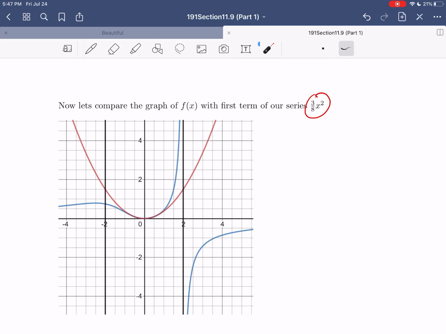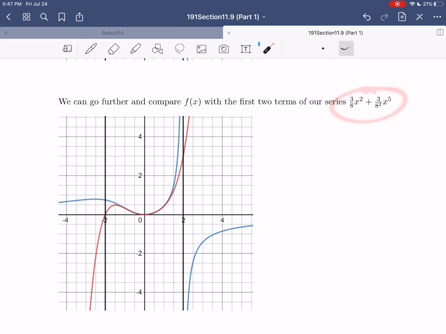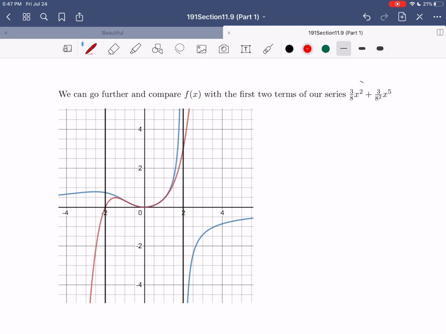So now let's go a step further and use the first two terms of our series. So now 3 over 8 x squared plus 3 over 8 squared x to the 5th. Now that's still a polynomial, and I still went ahead and graphed it in red. And what you'll notice is that now that red function is very close to the blue function, again in that -2 to 2 range. Now, when you get really close to -2, you'll notice that they start to get a bit different. And again, when you're a little past 1.5, the blue and red start to be pretty different. But again, remember, this is only the first two terms. The main idea, though, is that these first two terms are a very good approximation in here.